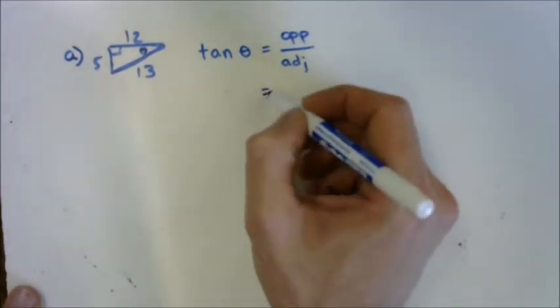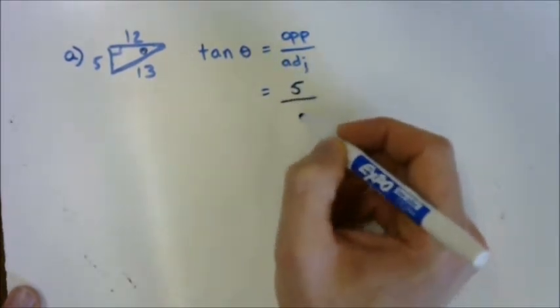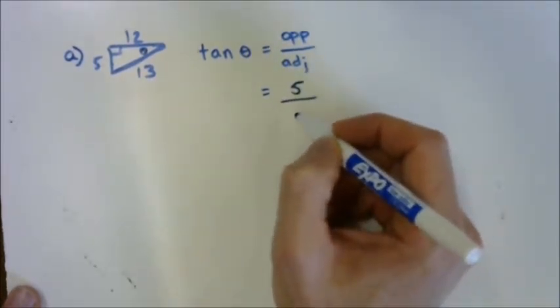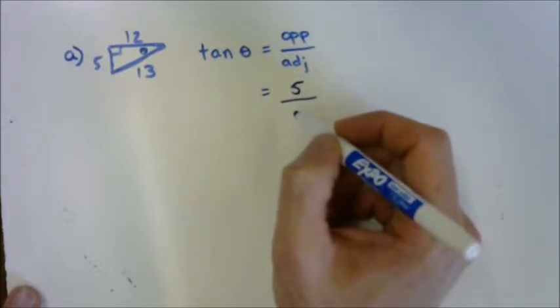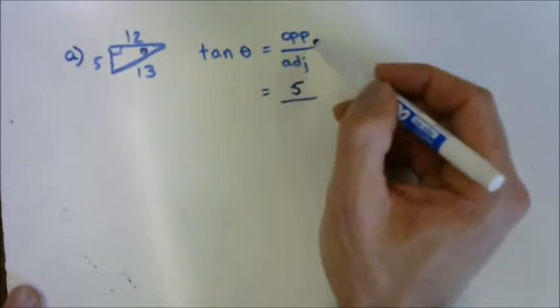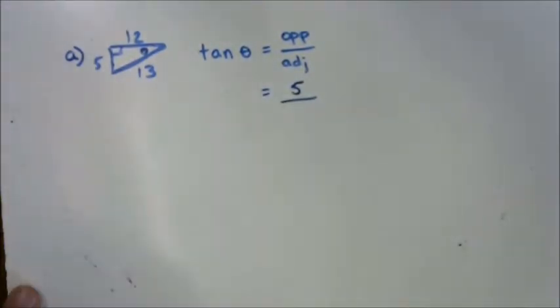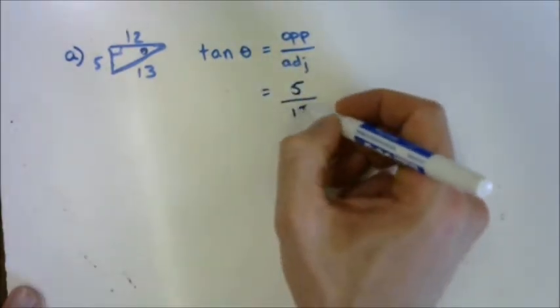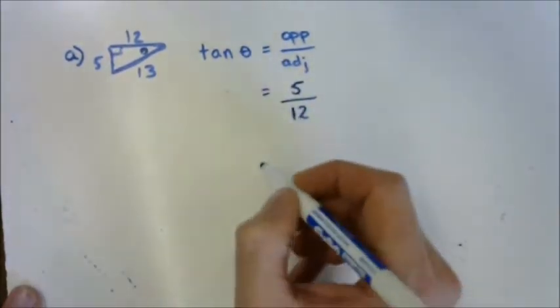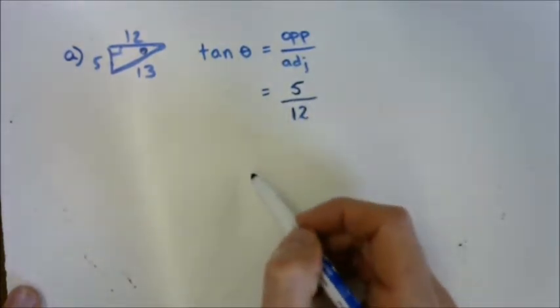What's the length of the opposite side? 5. What's the length of the adjacent side? Yeah, but it can't be the hypotenuse. So in tomorrow's lesson, you're going to learn that there's a third side, opposite, adjacent, and hypotenuse. So adjacent means it's not the hypotenuse, it's 12, right? It's the other leg. So it's the flat one. Okay, so we've expressed the tangent of theta as a fraction.